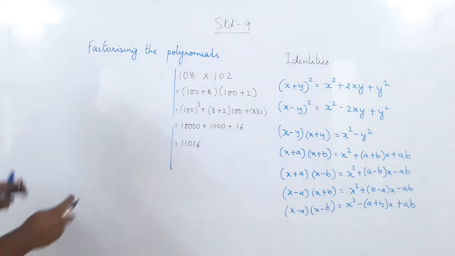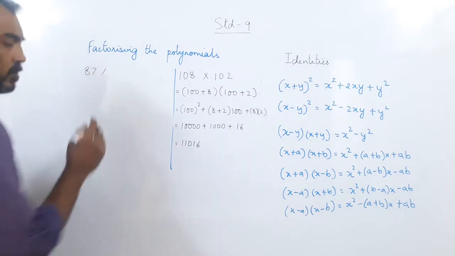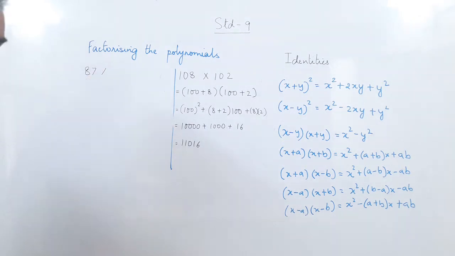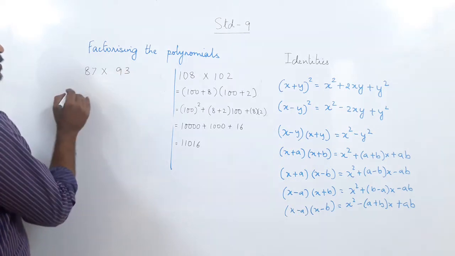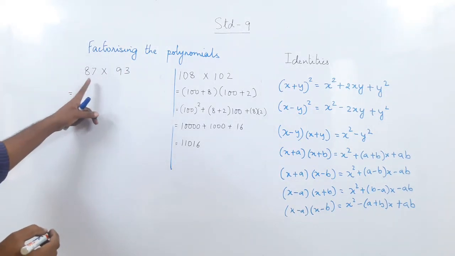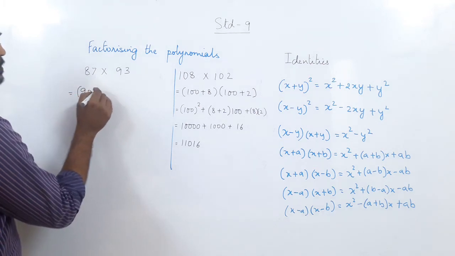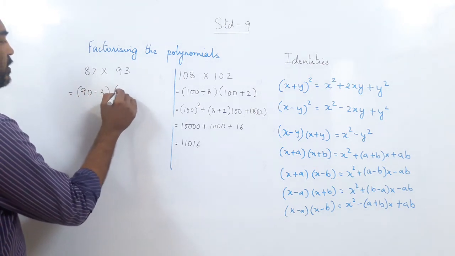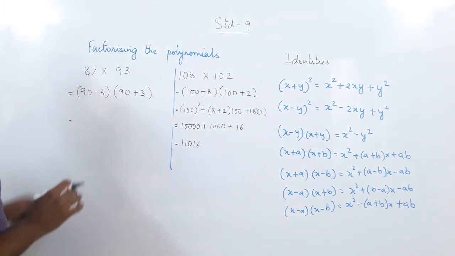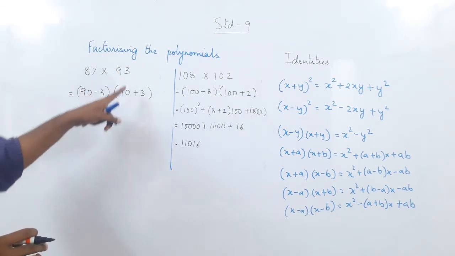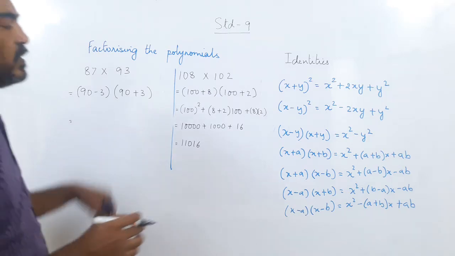Let us say we want to multiply 87 into 93. So here I will not write 80 plus 7 and 90 plus 3. Instead I will write 87 as 90 minus 3 and 93 as 90 plus 3. Okay, so 87 written as what? 90 minus 3. 93 as 90 plus 3. Now this became 90 minus 3 into 90 plus 3, something like this.